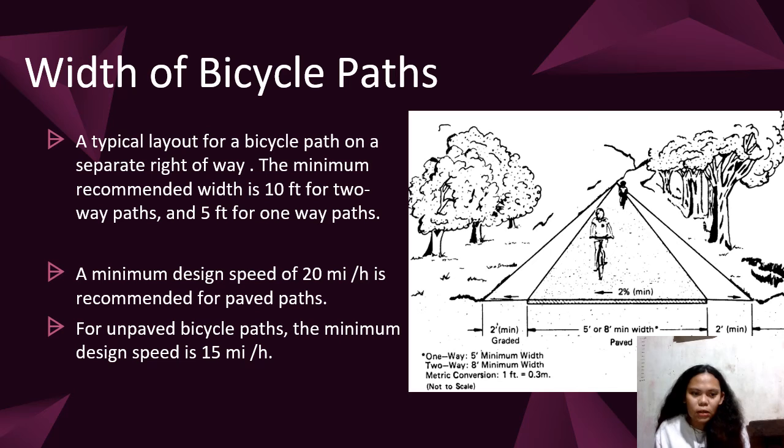So in the width of a bicycle path, the typical layout for a bicycle path on a separate right-of-way, the minimum recommended width is 10 feet for a two-way path and 5 feet for a one-way path. So makita natin dito sa picture, it is a one-way path. Tapos ang minimum width lang ng pavement is 5 feet or 8 feet. Then ang minimum design speed of 20 miles per hour is recommended for paved paths, and for unpaved bicycle paths, the minimum design speed is 15 miles per hour.